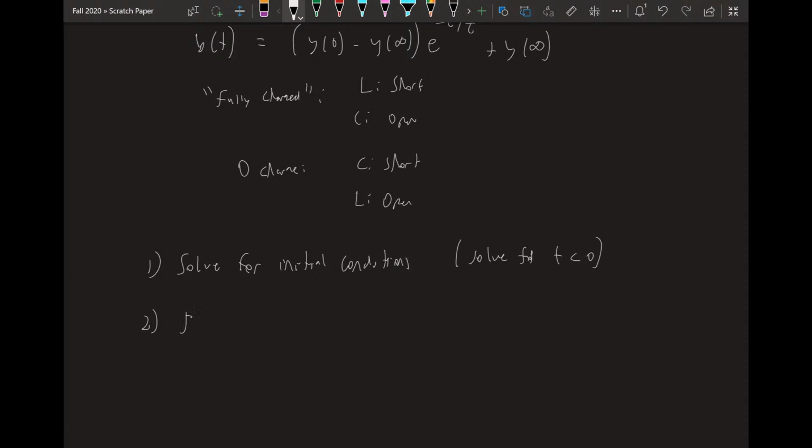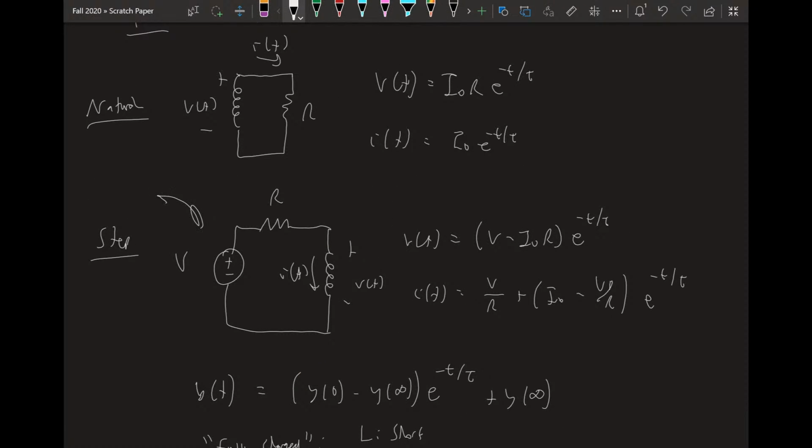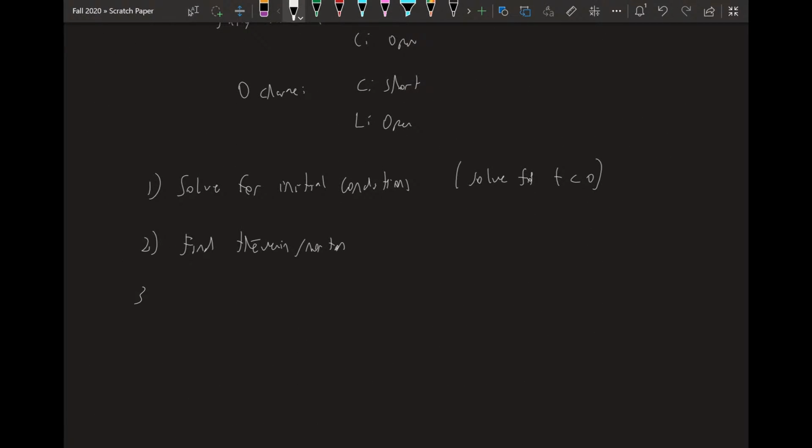Step 2: find your Thevenin equivalent. What you really want is the equivalent resistance, but you want to find the Thevenin or Norton equivalent around the capacitor or inductor. You want a Thevenin equivalent for the inductor, and you want a Norton equivalent for the capacitor. You could solve for either one, then use source transformations, right? Step 3: identify it as a natural or a step response, and then apply formulas.